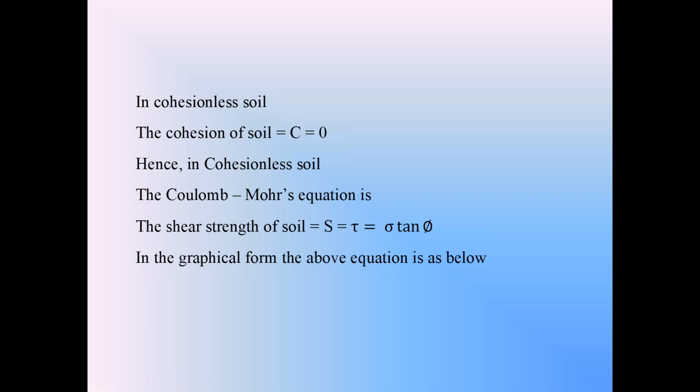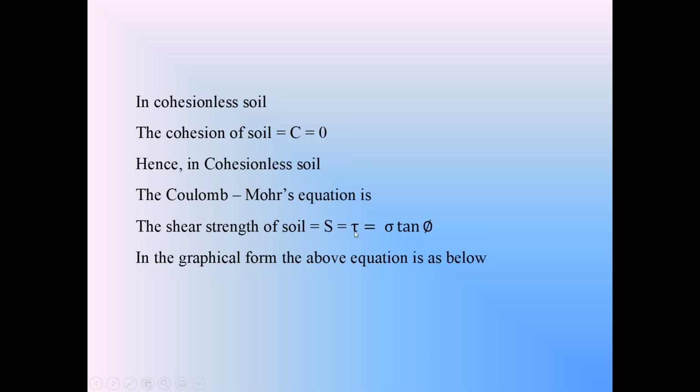Please everyone focus on this equation. I consider the shear stress tau on the y-axis. I am going to prepare the graph by using this equation, by taking this normal stress sigma on the x-axis. Sigma is the normal stress in the soil. Take that sigma on the x-axis, the shear stress tau on the y-axis.